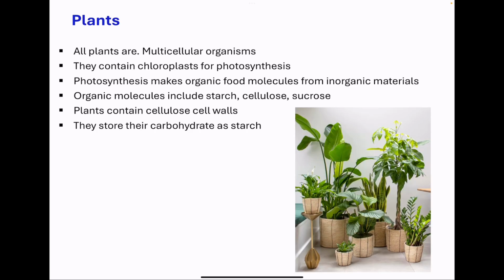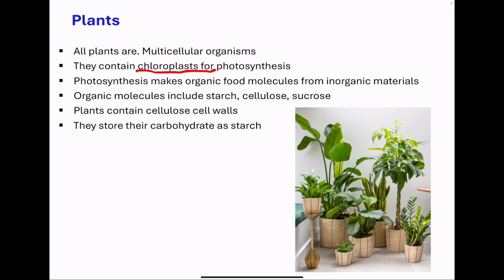So we're going to begin by talking about plants. Plants are eukaryotic organisms, and they are autotrophic. This means they produce their own food through photosynthesis. They have specialized structures like chloroplasts, which contain the pigment chlorophyll, and this is going to be used to trap sunlight for photosynthesis to occur.